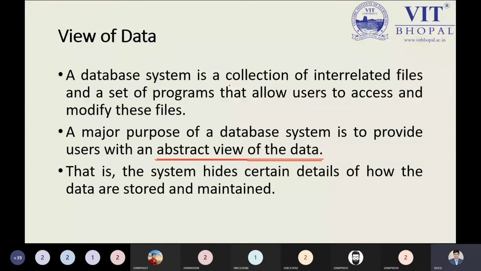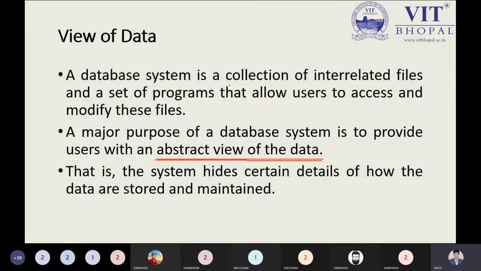Next point, as a student asked me about the purpose, we saw the purposes yesterday. We have to keep in mind the main purpose of the database system in our database management system, and what the level or view of the data is.